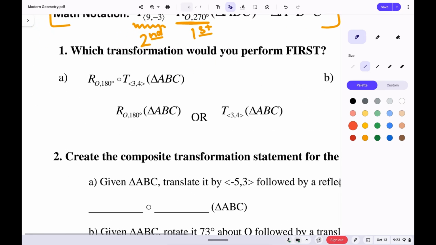So for A, which one are we circling? The rotation or the translation? Good, translation, because it's first, right next to the parentheses, so that one's going to go first.